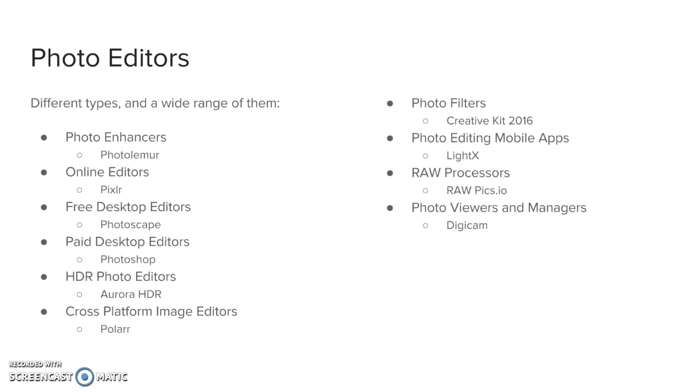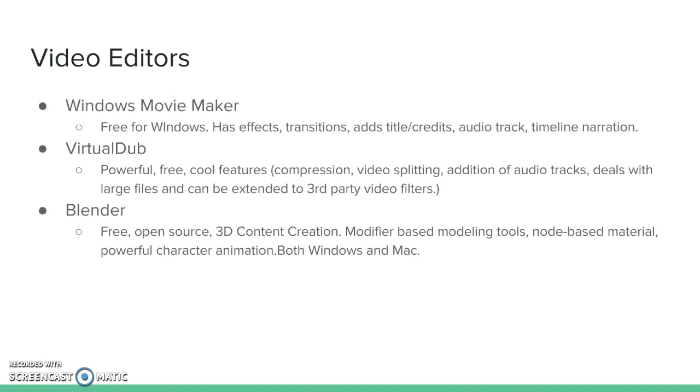RAW processors take pictures from HDR cameras and DSLR cameras, and they allow for a person to manually alter the picture. So, for an example here is rawpics.io. It takes that raw picture and allows you to alter it yourself. And finally, there are a number of these, and these are generally installed automatically on both Windows and Apple. Photo viewers and managers just organize your pictures and allow for you to look at them.